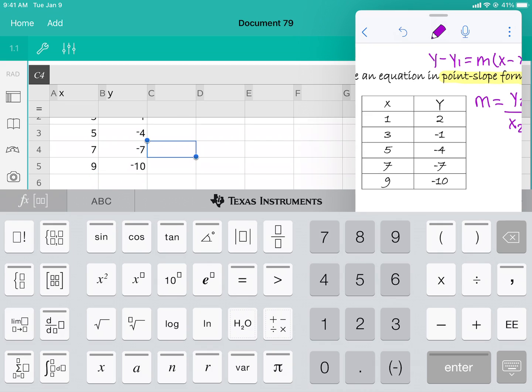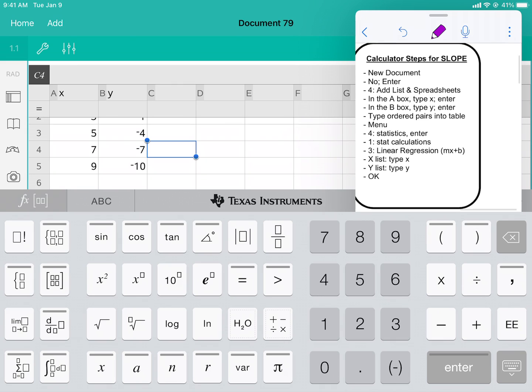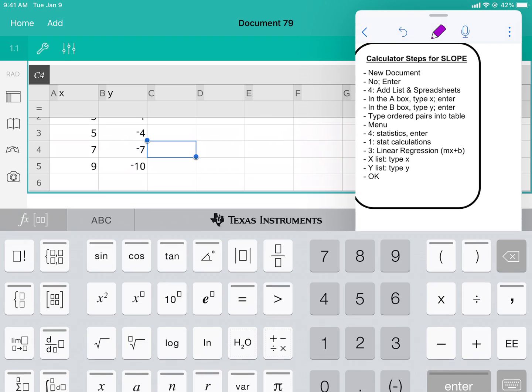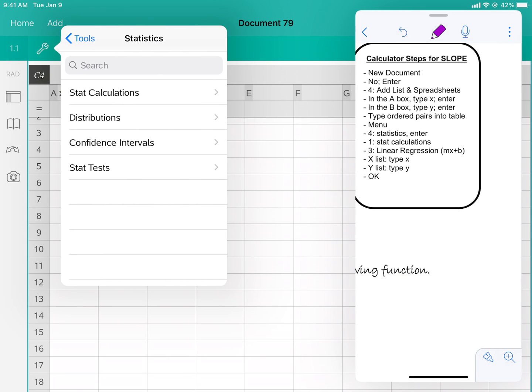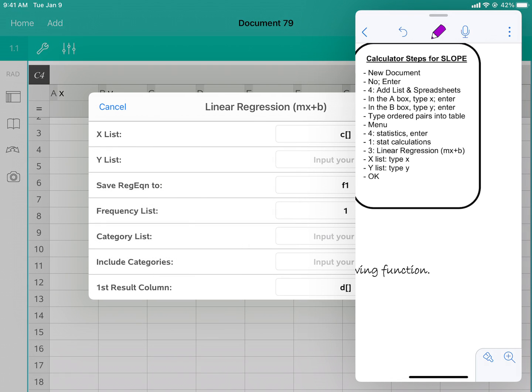So now that I have that, we did in box A, typed in X, in box B, typed in Y. We typed in our ordered pairs. Now we're going to go to Menu, 413, or Menu, Statistics, Stat Calculations, Linear Regression, MX plus B. So Menu, Statistics, Stat Calculations, Linear Regression, MX plus B.